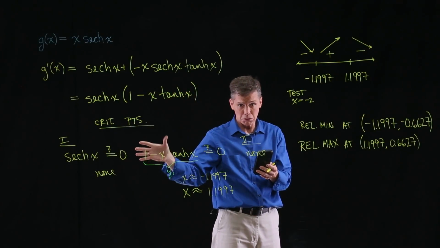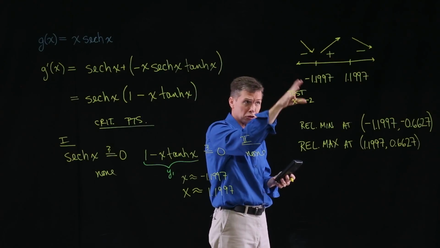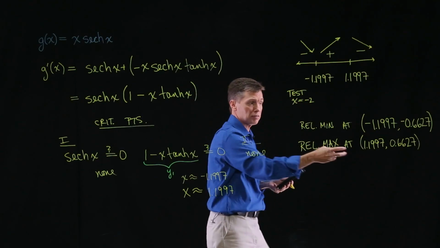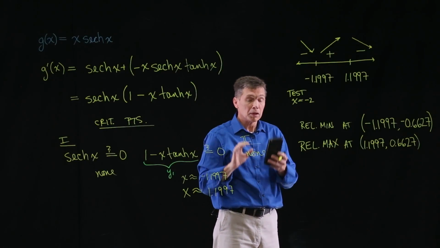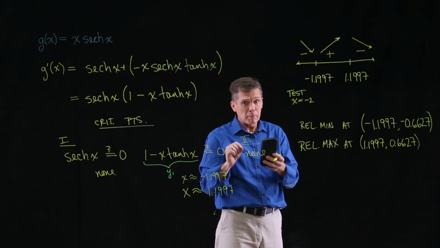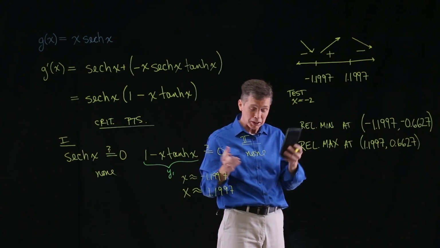Derivative got me critical points. There were only 2 critical points. Critical points with the first derivative test showed me where max and min were. I found out the y values by plugging into the original. I'm done. But the problem also did say to verify using a graphing utility. So hopefully yours is still handy.